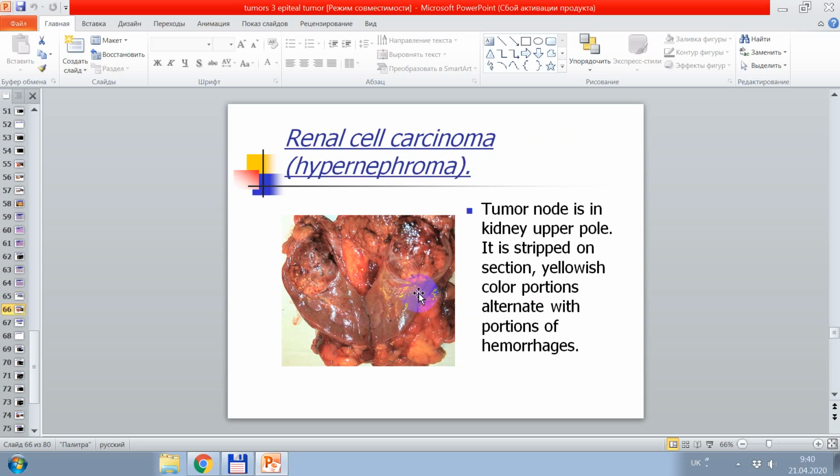This is the macroscopic appearance of a renal cell carcinoma, or by another name, hypernephroma. The tumor node is in the kidney upper pole. It is stippled on section, yellowish in color. Portions alternate with portions of hemorrhage.